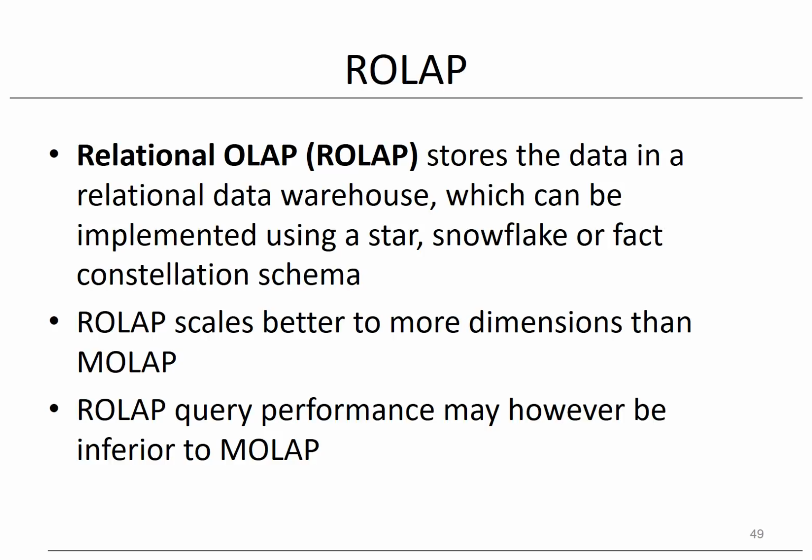Relational OLAP, ROLAP, stores the data in a relational data warehouse, which can be implemented using a star, snowflake, or fact constellation scheme. The advantage of this is that RDBMSs have been much better standardized and provide SQL as a universal data manipulation language. If it is feasible in terms of workload and performance, the same RDBMS can be used for both OLTP and OLAP applications.